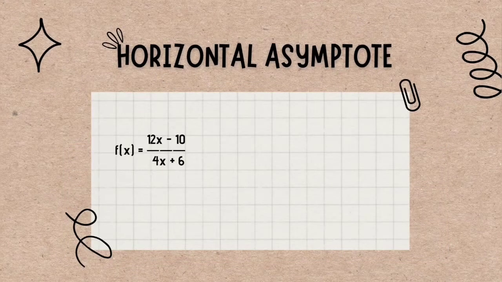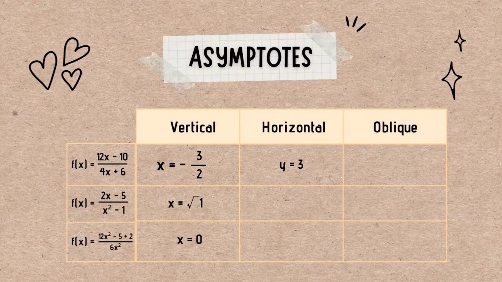F of x equals 12x minus 10 over 4x plus 6. So, titingnan natin ang degree ng denominator at numerator. So, sabi, pag equal ang degree nila, i-divide natin ang numerical coefficient. So, 12 divided by 4 ay 3. So, ang sagot, y is equal to 3. So, next example.